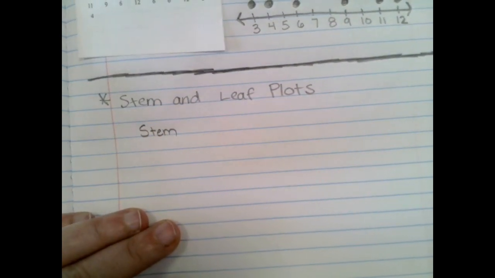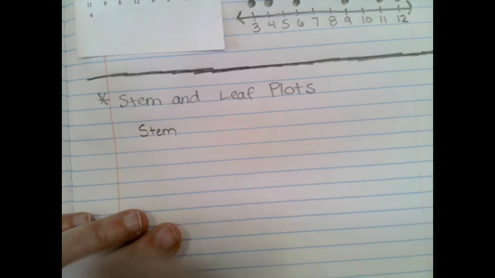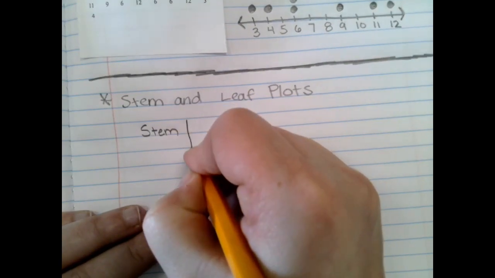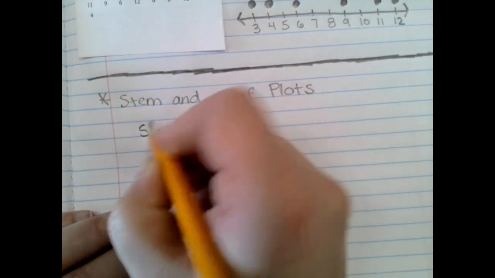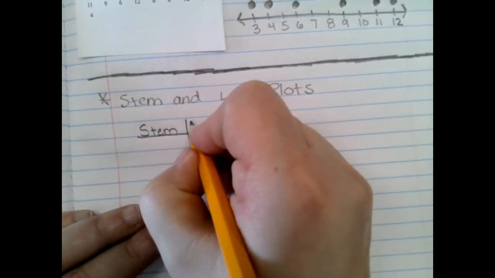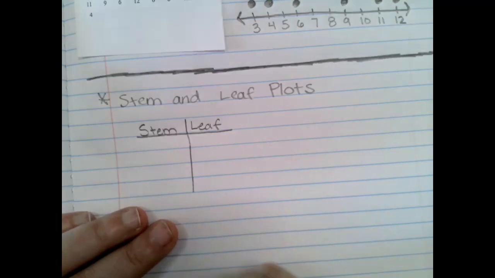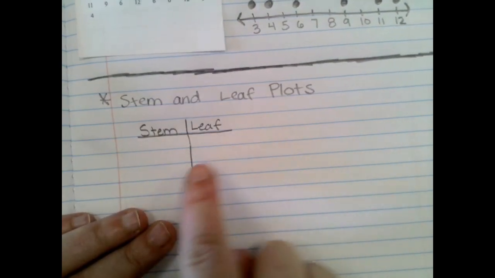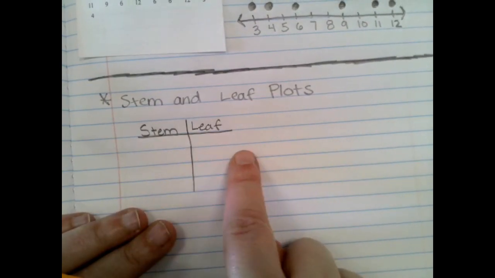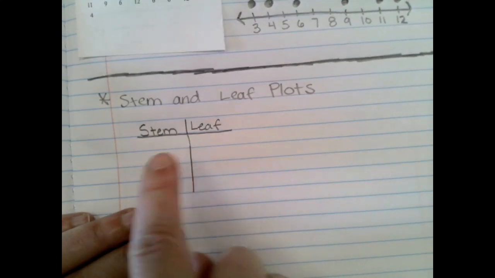Yeah, a tree, bushes, maybe like a flower, some sort of plant. Okay, so we always have our stem, and what's connected to the stem? The leaves. So we have stem on one side, and we have our leaf on the other side. And on the leaf, we're going to list multiple leaves, and all these leaves are going to be connected to a stem.